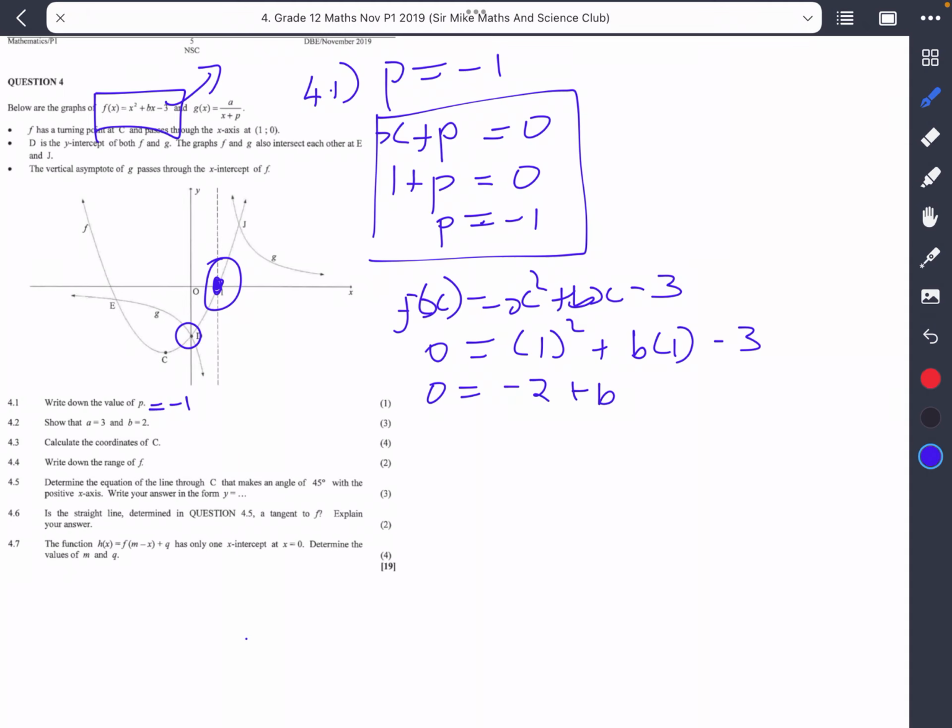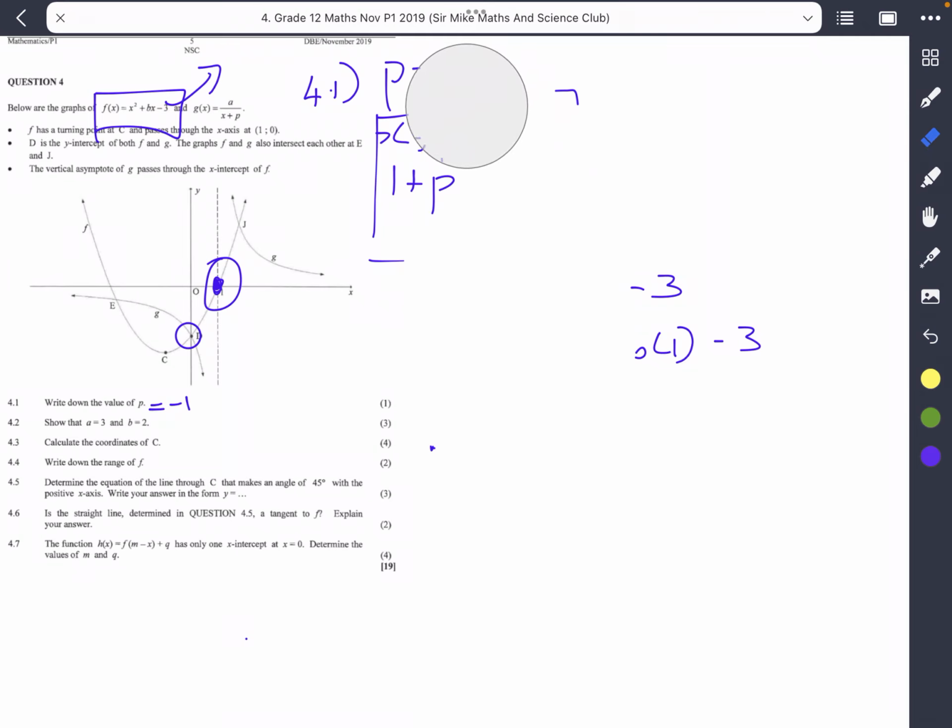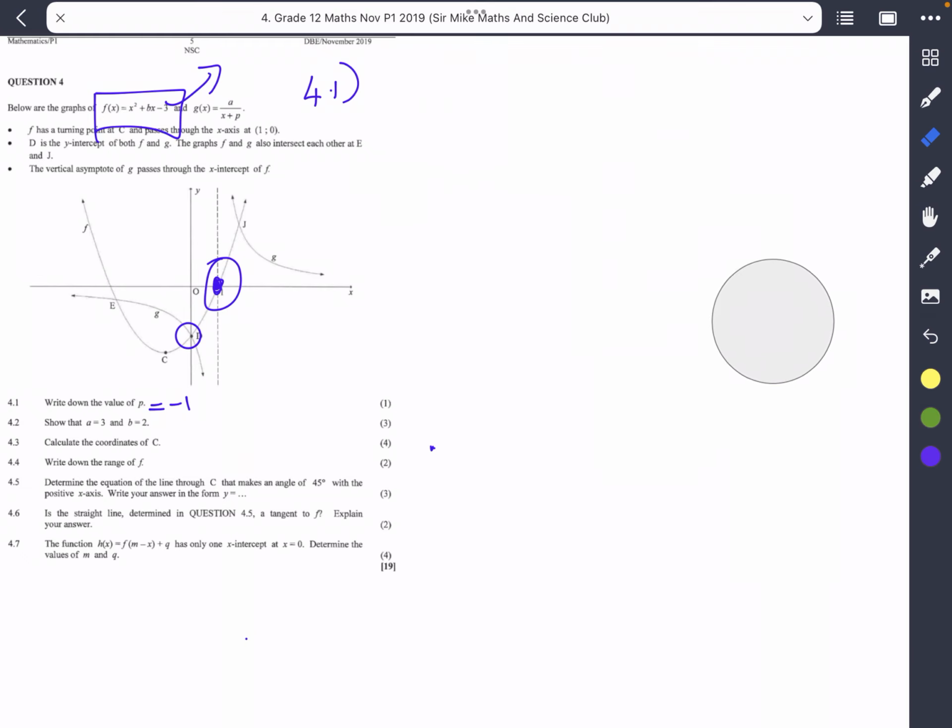So I'm just going to transpose that negative 2, so we would eventually have b being equal to 2. So we have proven that b is indeed positive 2. Now to find the value of a, let me just erase what we have here so that we have somewhere to write. I hope what I'm saying makes sense.